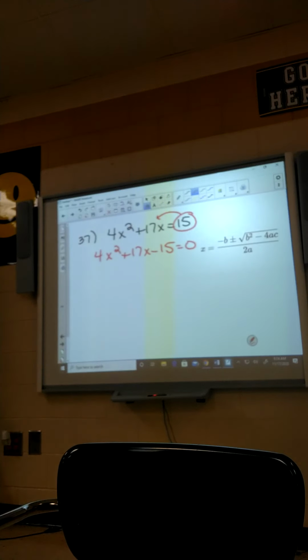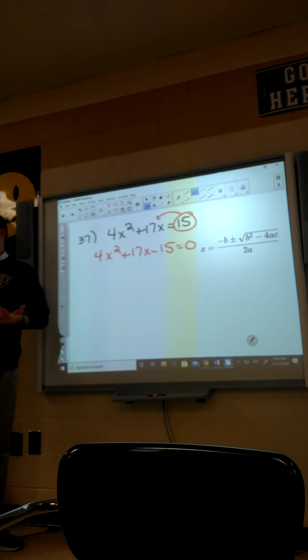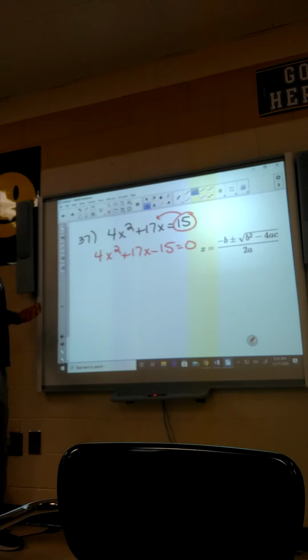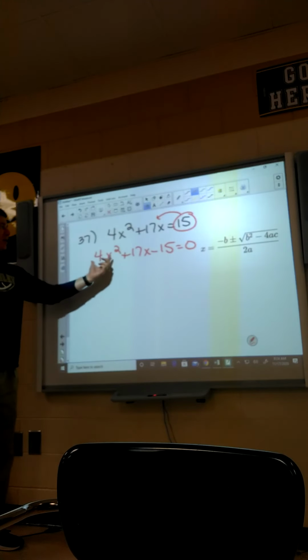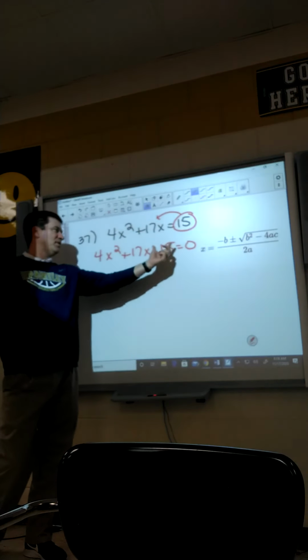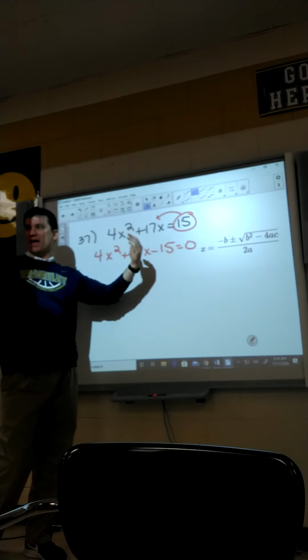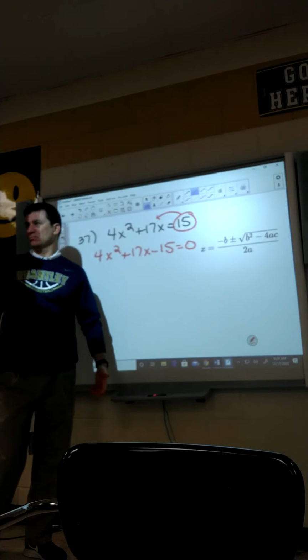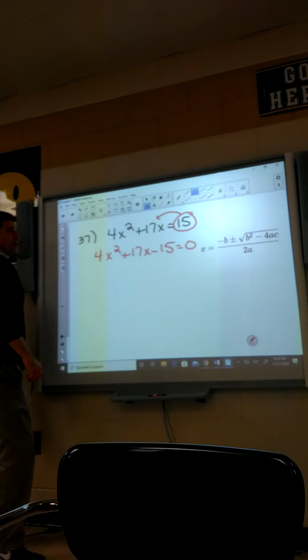Now, when I say it's got to be in the correct order, the x squared's got to be in the front, Landis. The x has got to be in the middle, and the number on the end can't have an x. That's what I mean when I say it's got to be in the correct order. Okay?